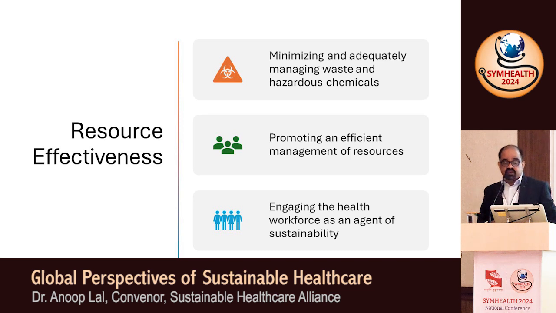Then we come to resource effectiveness. Out of the 10, these 3 come under resource effectiveness, minimizing and adequately managing waste and hazardous chemicals. So this is about utilizing our resources properly. We need to have a good policy about how the resources can be minimized. For example, one simple thing: somebody is getting diagnosed through a series of chemical tests in a primary care center or a secondary care center, and they have a diagnosis and they refer that patient to a higher center, a tertiary center. What they do, they repeat all the tests. So this does not minimize the resources that get utilized in healthcare.